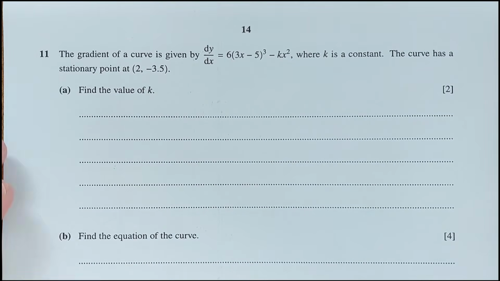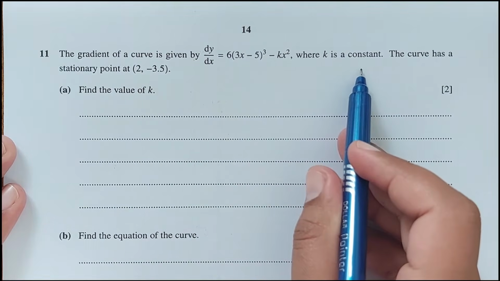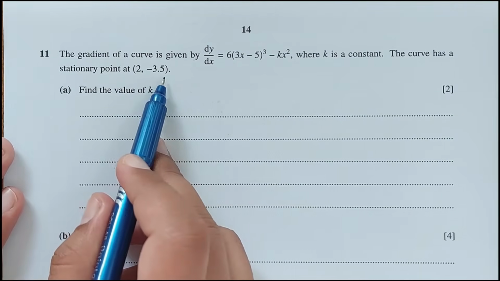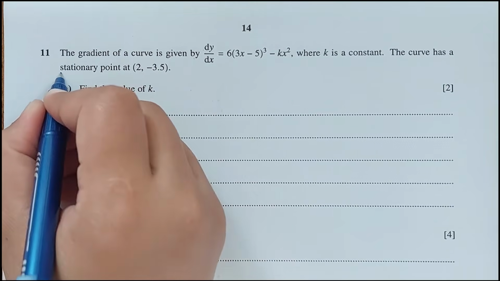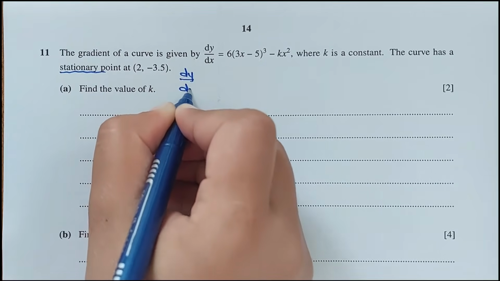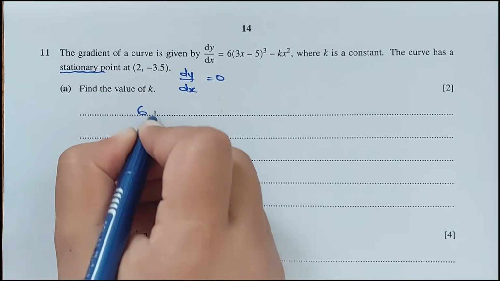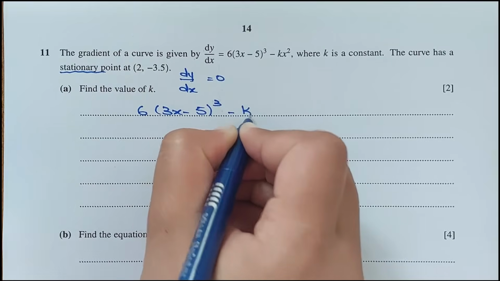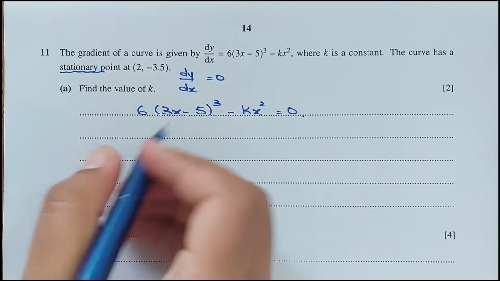Question number 11. The gradient of a curve is given by dy by dx equals this, where k is a constant. The curve has a stationary point at (2, minus 3.5). Part A, find the value of k. So we are given information about this stationary point. For a stationary point, we know that the gradient of the curve should be equal to 0 at this point. So we can say 6 into (3x minus 5) whole cube minus k x square would be equal to 0 at x equals 2.